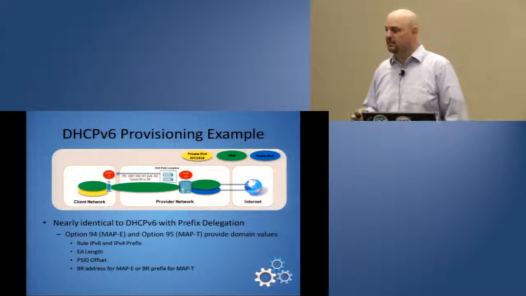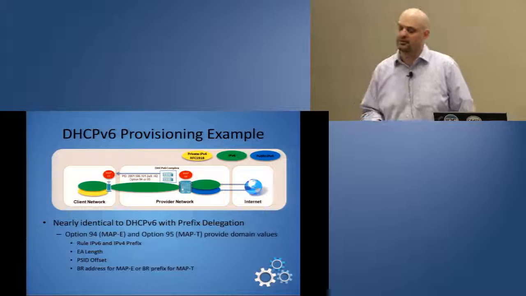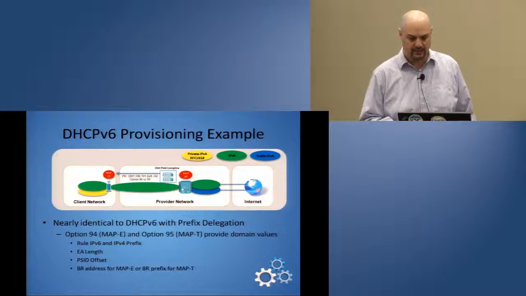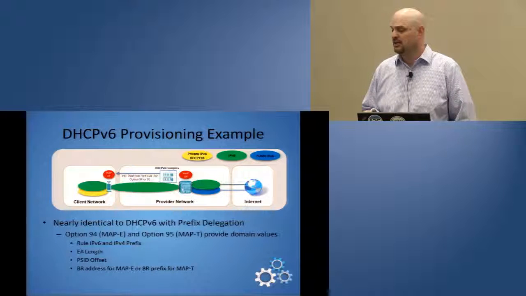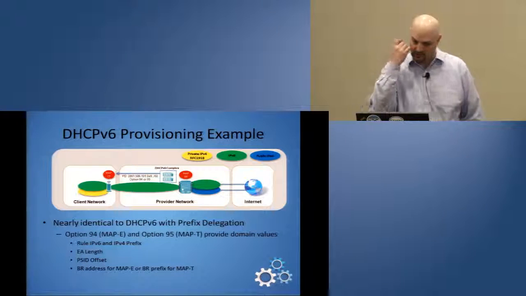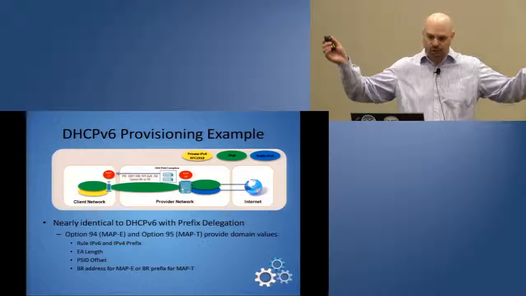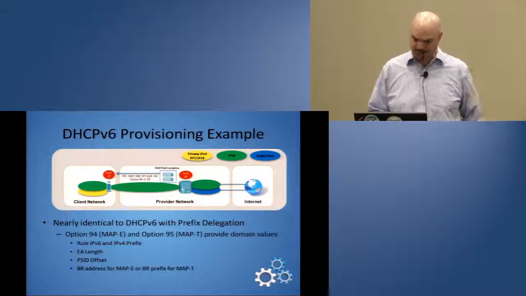And lastly, either the BR address or BR prefix for the particular domain. That's all that's in option 94 or 95, and it's for each domain, so you don't have to do it per customer, right? This is something that is akin to an NTP server setting or DNS server, right?